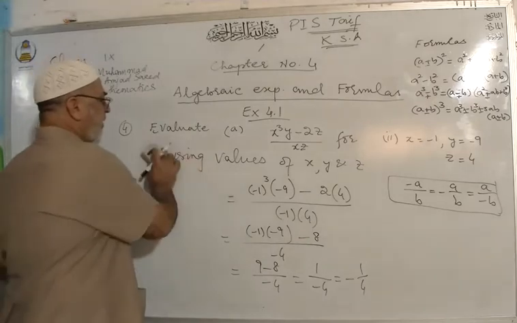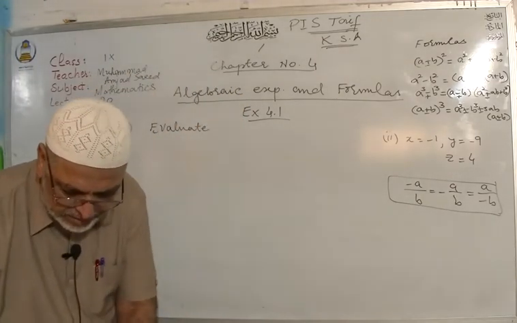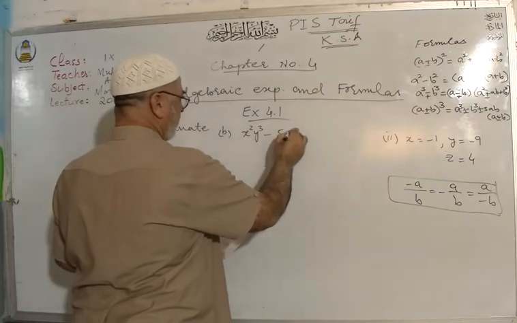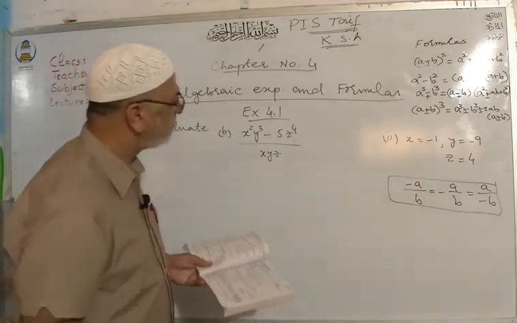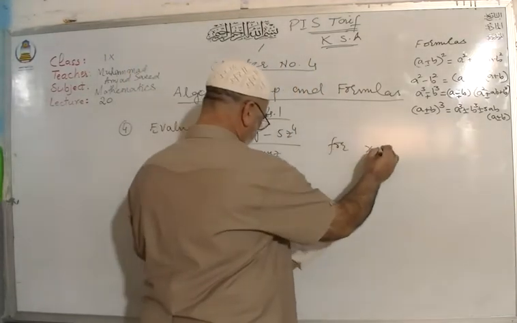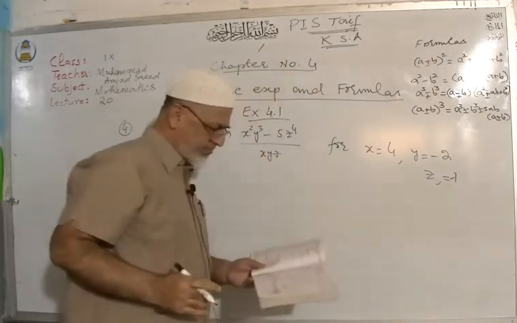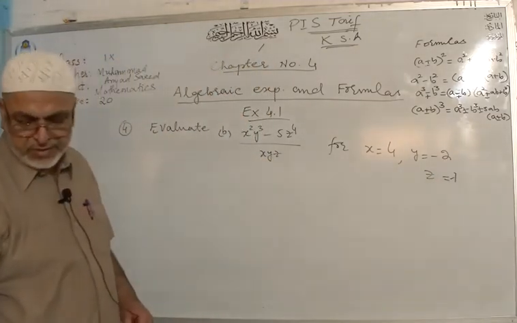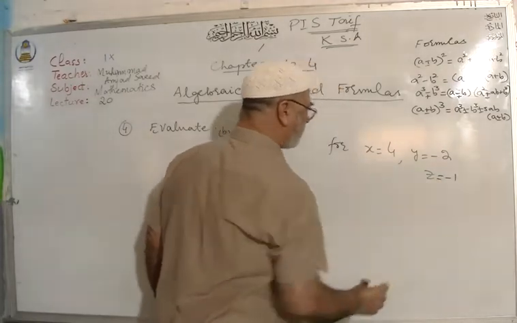After that, we have part number B. Part number B is x squared y cubed minus 5z to the 4, over x, y and z, where the values are x is equal to 4, y is equal to minus 2 and z is equal to minus 1. So we have to apply these values.